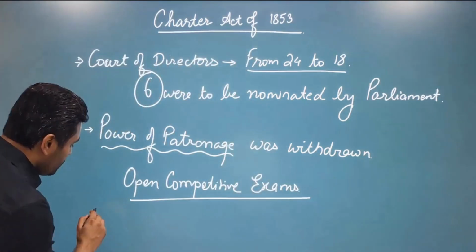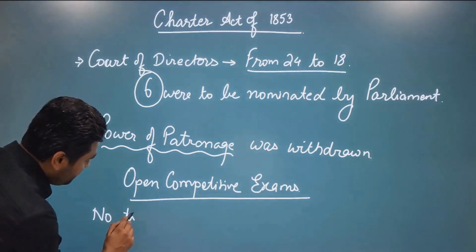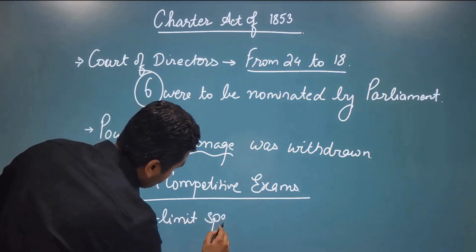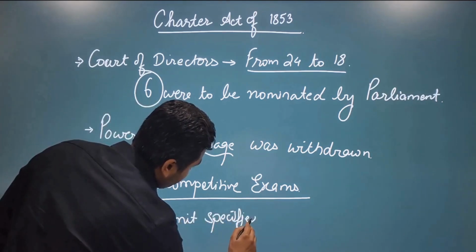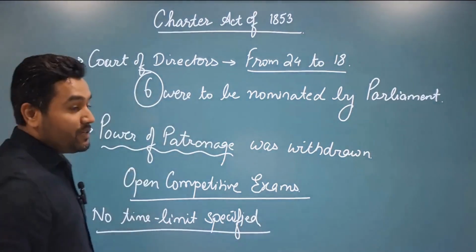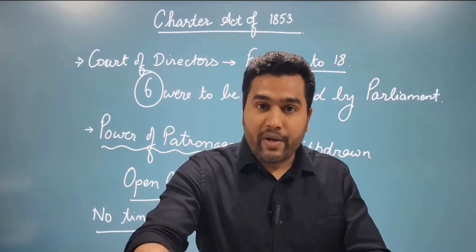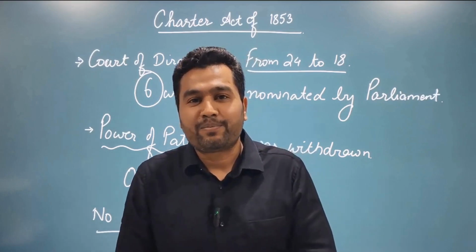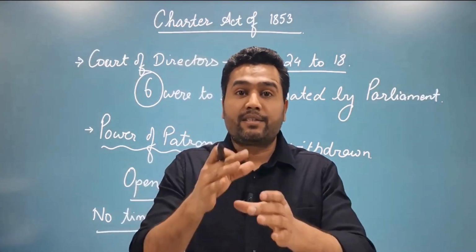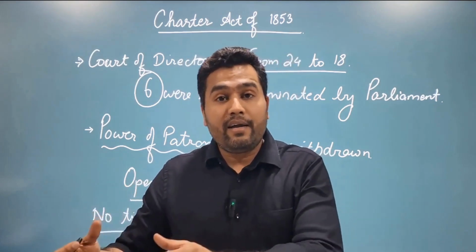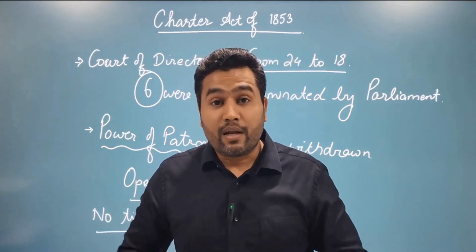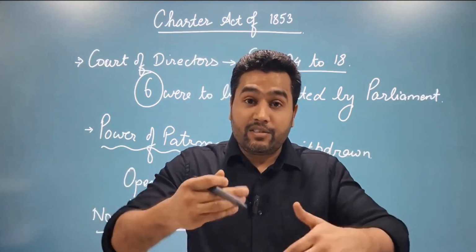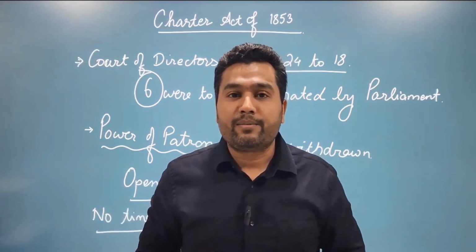So there was no time limit specified in continuing the charter. So we see the company was allowed to exist, but till what time it would exist was not mentioned. The company existed in trust of Her Majesty, her heirs and successors. The number of directors was reduced from 24 to 18, and even within 18, 6 were to be from the British Parliament.